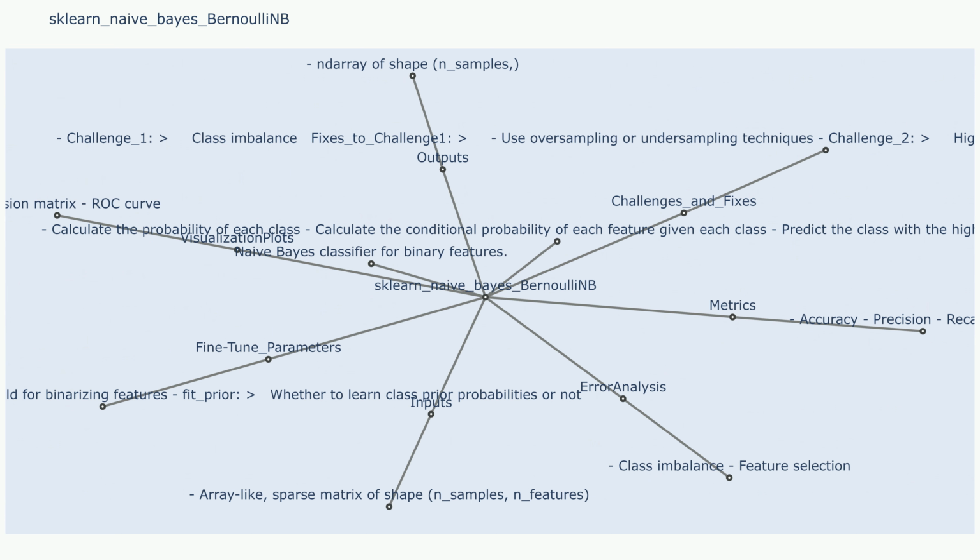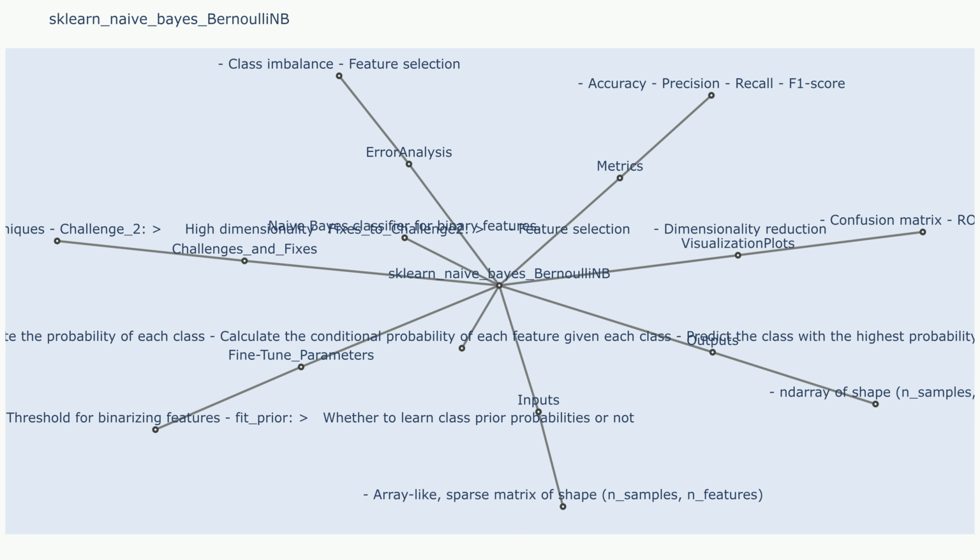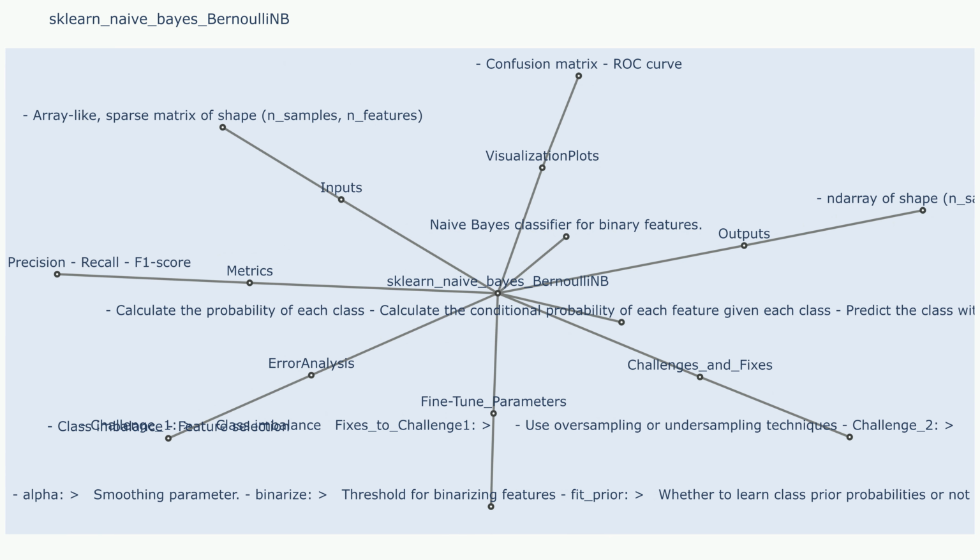Fine-tune parameters. Alpha: a smoothing parameter that adds a small value to the feature probabilities to prevent zero probabilities. Binarize: a threshold for converting features to binary values. Values above the threshold are set to 1, and values below are set to 0. Fit prior: whether to learn class priors from the data or to use uniform priors.